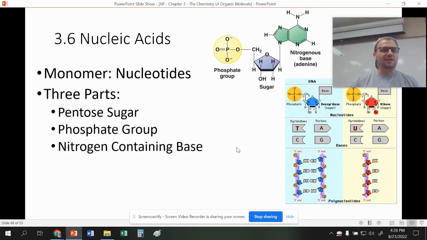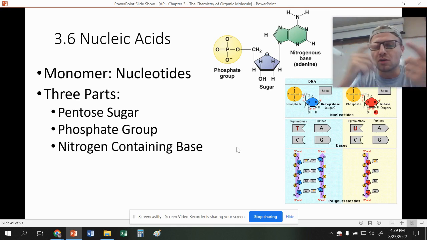Last section, which is 3.6, nucleic acids. In this section, I don't really go over much of the nucleic acids. I mean, I go over them, but I don't go into a lot of depth because we come back and talk a lot about nucleic acids in the later chapters about DNA. So I give you a general explanation of what we're talking about, but understand we're going to dive deep into these molecules later on.